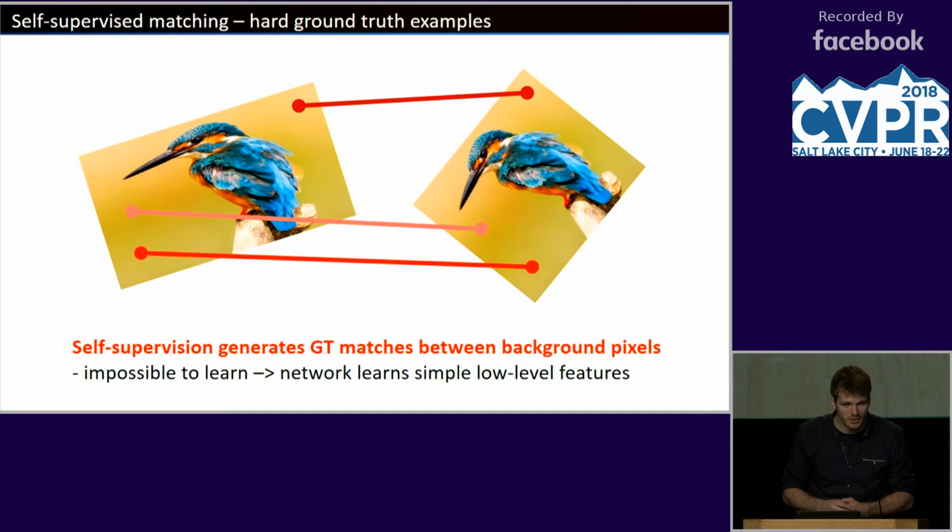Now, one of the biggest issues with the self-supervision is that it will generate matches which are matching background pixels, and these are extremely hard to learn. And what is going to happen is that the network will essentially try to detect these features with some low-level features, and this is very harmful.